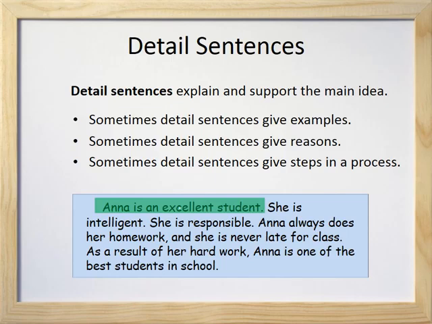Let's look at our paragraph about Anna. The topic sentence is, Anna is an excellent student. The detail sentences are, she is intelligent. She is responsible. Anna always does her homework, and she is never late for class. Do these detail sentences give examples, reasons, or steps in a process?